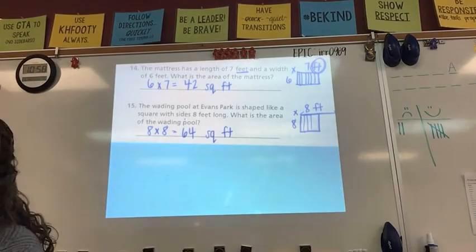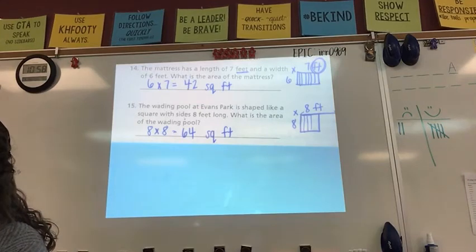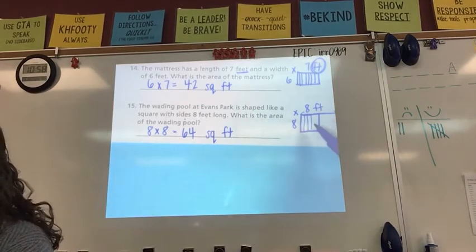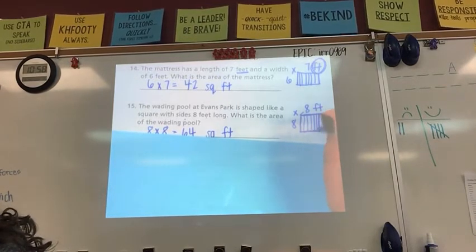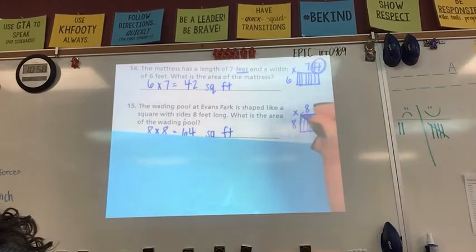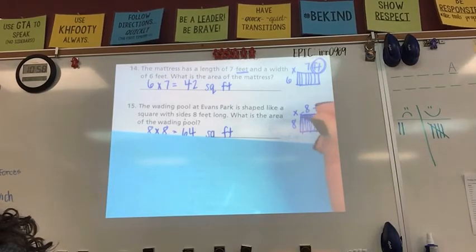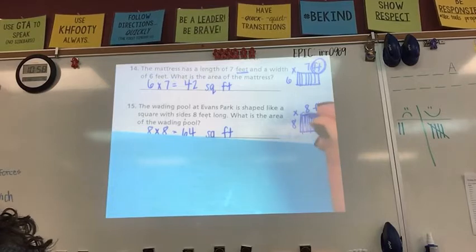Square feet. Now here's the thing. I drew my pictures pretty tiny, so that's why I didn't actually draw them in. If I did this, I would have to draw really itty bitty to get that many squares, right? 1, 2, 3, 4, 5. Oh, now I did too many.